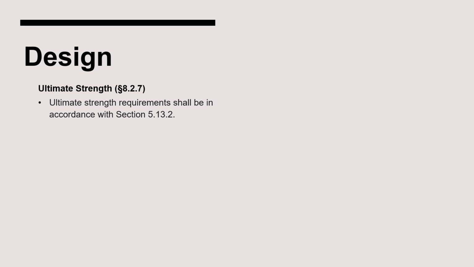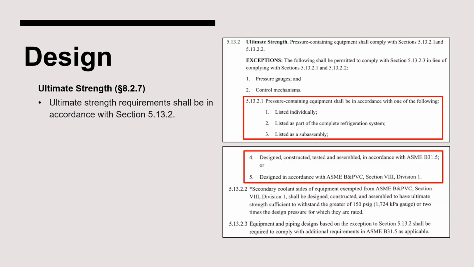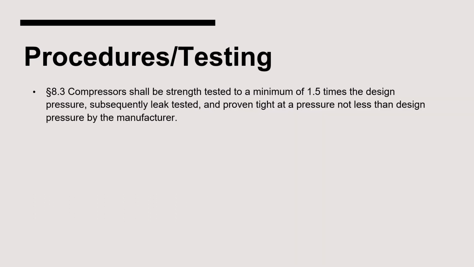In regards to ultimate strength, Section 5 indicates that pressure-containing equipment must either be listed individually, listed as part of the complete refrigeration system, listed as a subassembly, designed, constructed, tested, and assembled in accordance with ASME B31.5, or designed in accordance with the ASME Boiler and Pressure Vessel Code. Compressors must also be strength tested to at least 1.5 times the design pressure, leak tested, and proven tight.